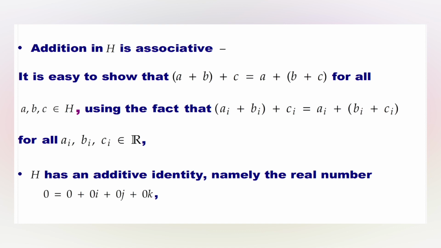It is easy to show that (a + b) + c is equal to a + (b + c) for all a, b, c in H, using the fact that (a_i + b_i) + c_i is equal to a_i + (b_i + c_i) for all a_i, b_i, c_i in R. H has an additive identity, namely the real number 0, which is equal to 0 + 0i + 0j + 0k.